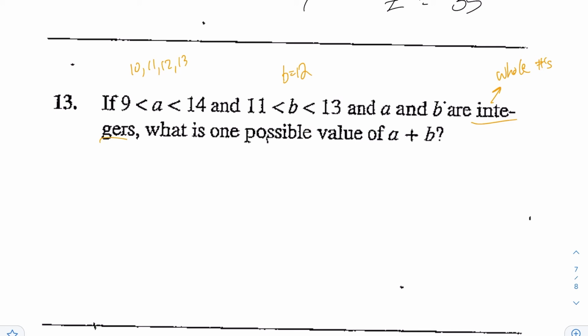So here, the possible value for A plus B could be 10 plus 12, 11 plus 12, 12 plus 12, or 13 plus 12. So these are your four possible choices. It's either 22, 23, 24, or 25. And that's it. So you just have to bubble in one of these numbers.